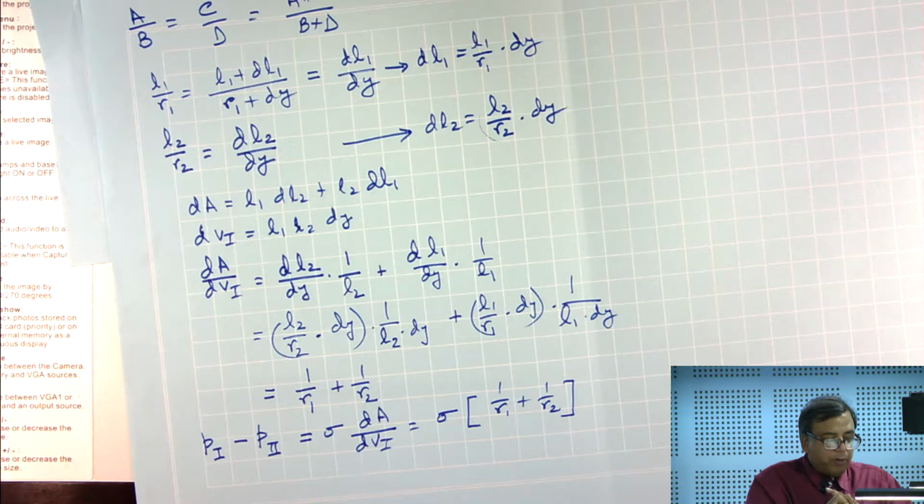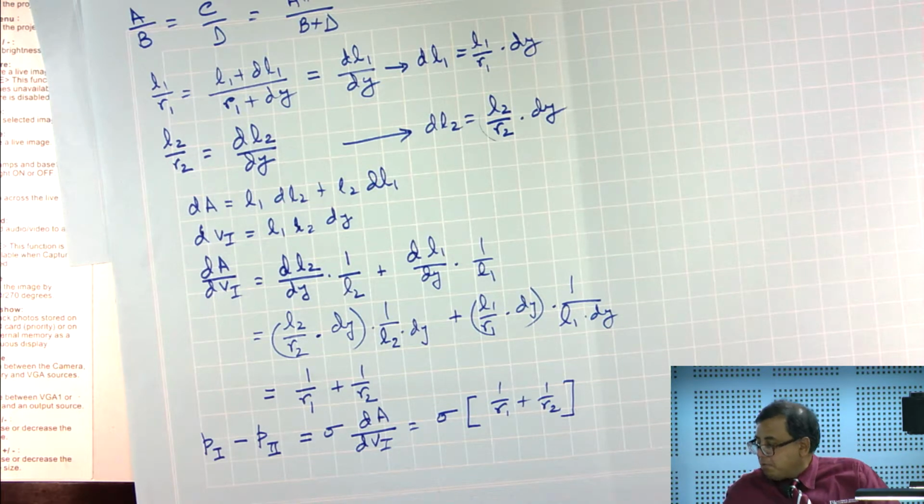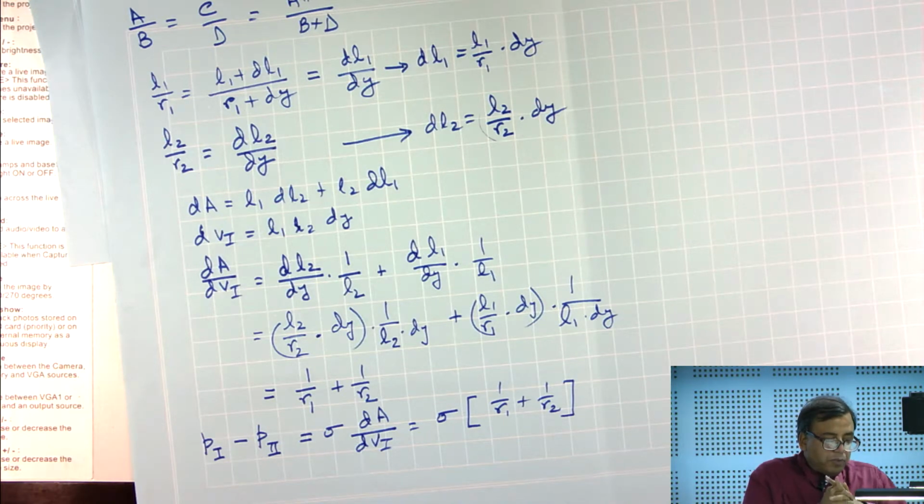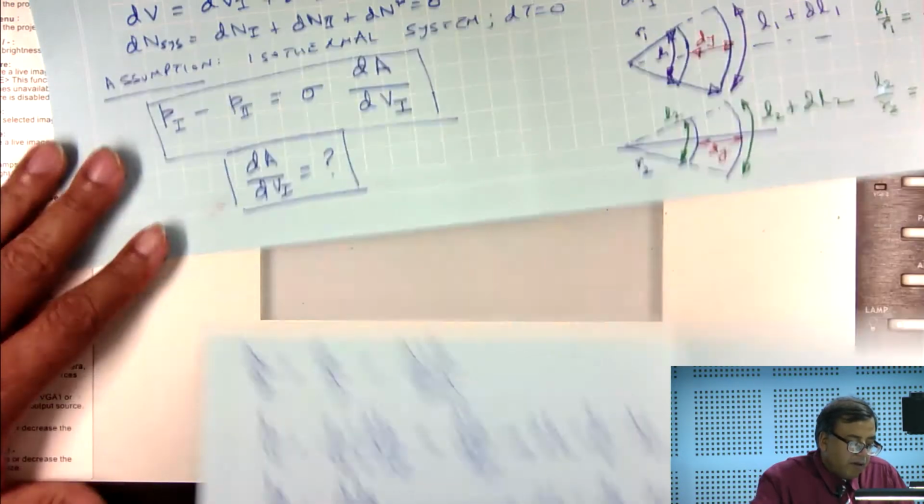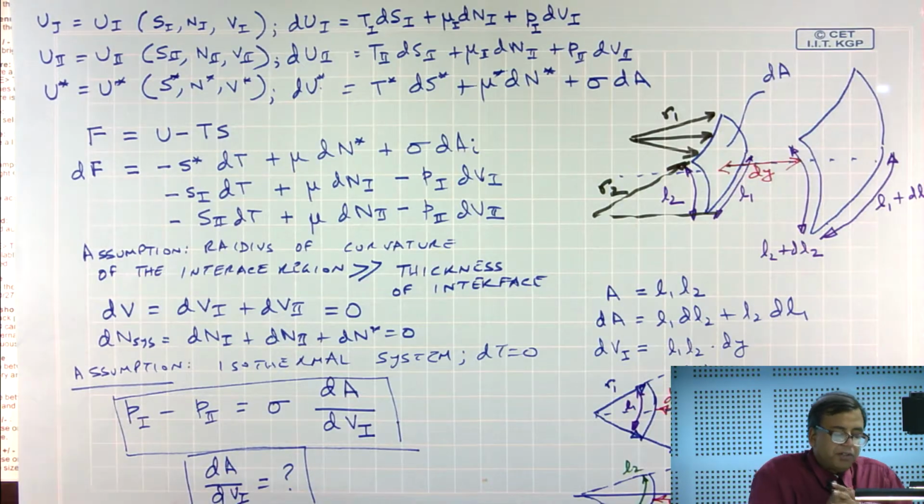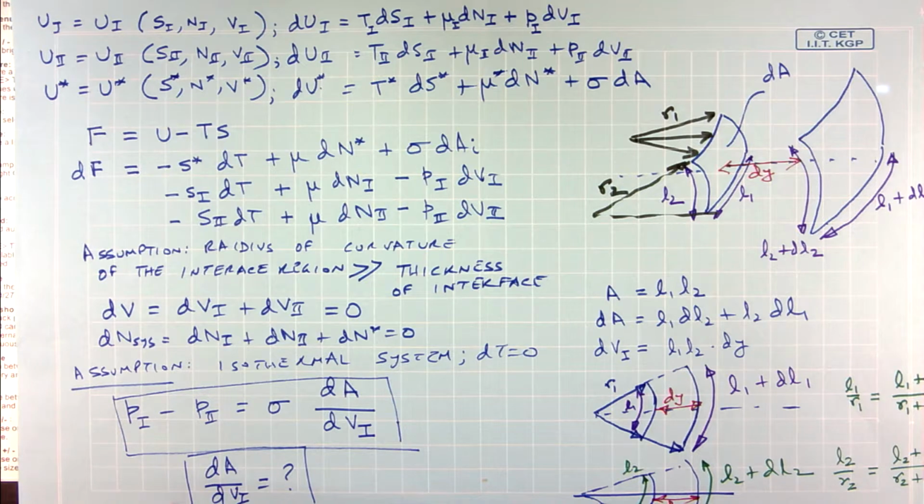So, let us recap what were the assumptions we made. Okay, interface is not sharp, interface is deformable, right, that was the first set of assumptions we made. The next assumption we made was the radius of curvature of the interface is much bigger than the thickness, okay. And then the final assumption we made was it is an isothermal system. All right. So, let us keep that in mind.